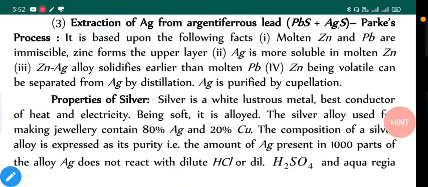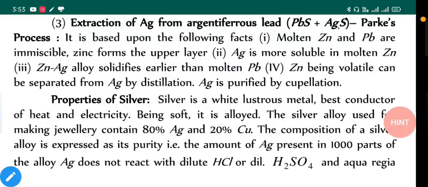Usually copper is the second best option we have after silver. It is a good conductor of electricity but not as good as silver. But silver is comparatively costlier, that's why we cannot use it in our regular devices. If specific requirements are necessary, then we will use silver, otherwise copper is used. Now, the silver alloy used for making jewelry contains 80% silver and 20% copper. The simple reason is to increase the strength, otherwise it will be very soft. The composition of a silver alloy is expressed as its purity, that is the amount of silver present in 1000 parts of alloy.